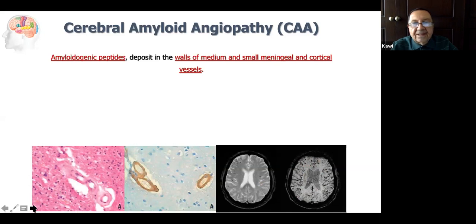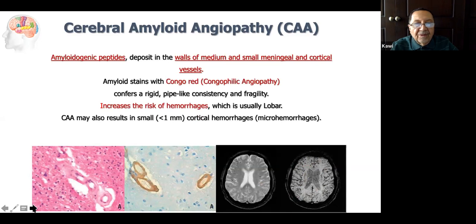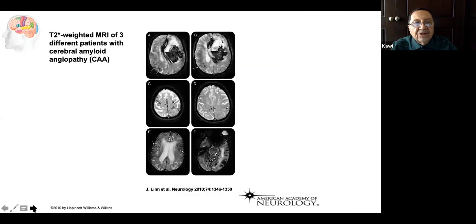And can detect that in vivo. It increases the risk of hemorrhage, which is usually lobar, as I mentioned, and it may lead also to microhemorrhages, and MRI is good for showing it.